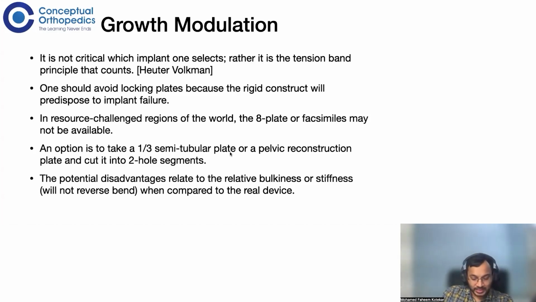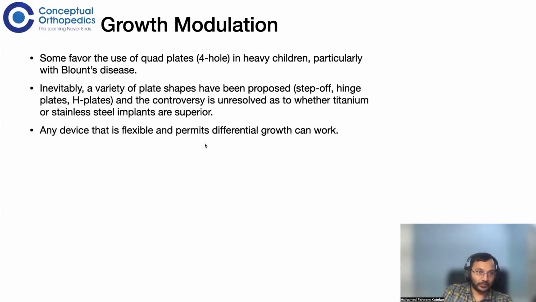In resource challenge conditions and where you do not get these plates, you can also use the 2-hole reconstruction plate, or a 1/3 tubular plate can also be used. Okay. So the relative disadvantages of using a reconstruction plate is that they're relatively bulky and they're stiff. They will not reverse bend when compared to the real tension band plate. Okay, sometimes in heavier children, you can use a quad plate, especially when you're trying to do this for Blount's disease. But remember, when you're using a heavier plate, they are heavier and they will not bend easily. So this reverse bending will not take place.